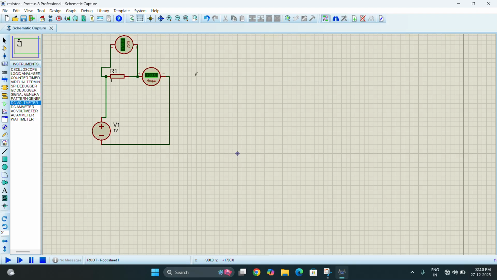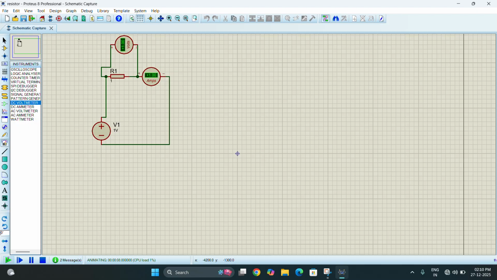So now, according to our calculation, it has to be 1 amp and 1 volt. So 1 volt across the resistance and 1 amp of current has to flow in the total circuit. So let me run this. You might be seeing that it is 1 amp and 1 volt. So this was all about using a single resistance.